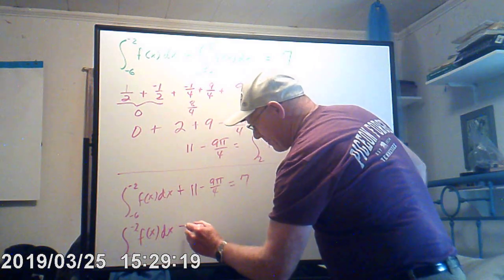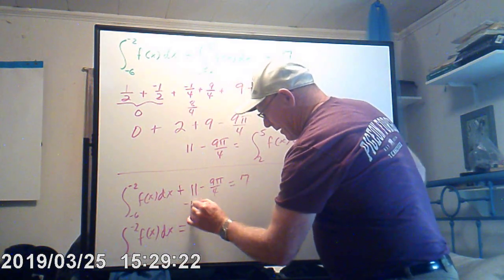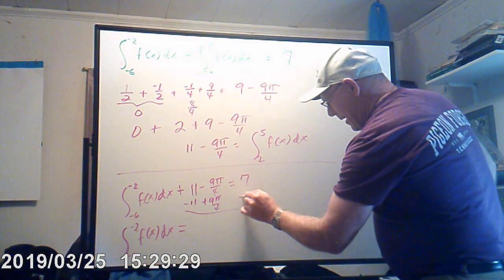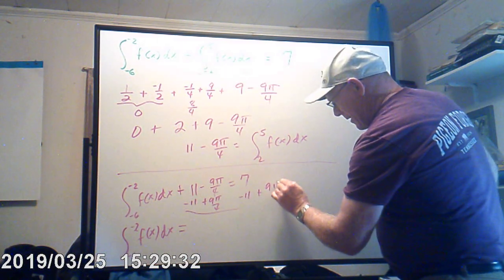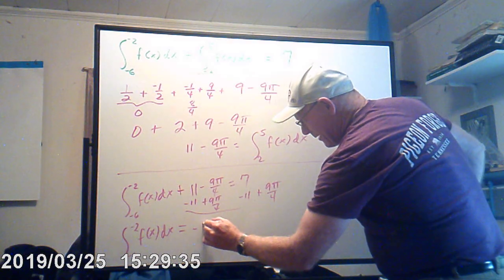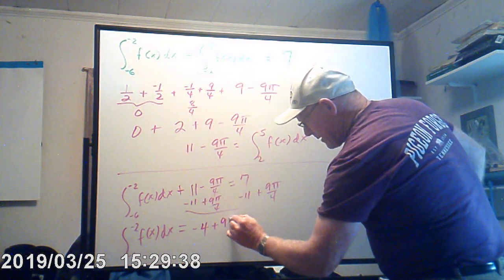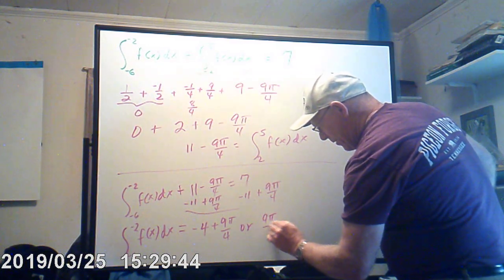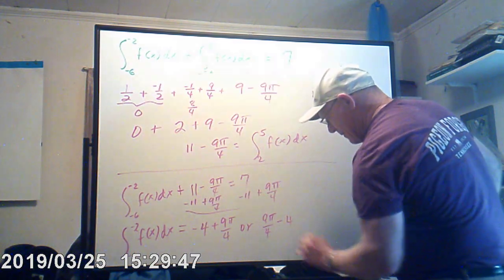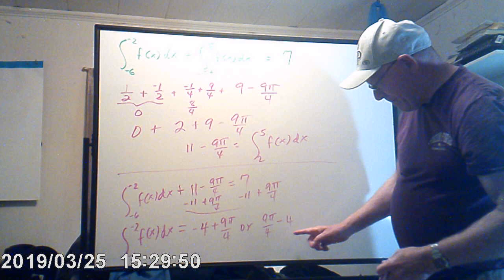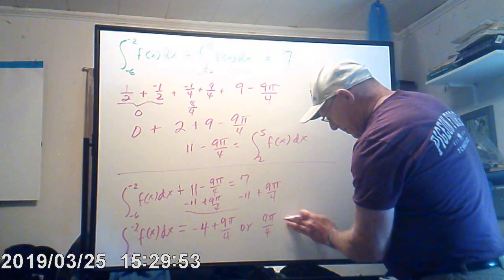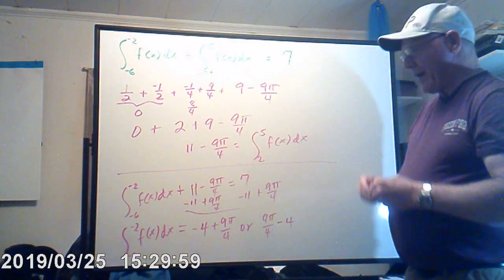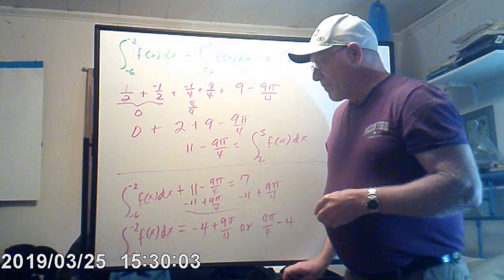Now I'm going to subtract this off right here. I'm going to add this to both sides. That's equal to minus 11 plus 9 pi over 4. Now that's equal to -4 plus 9 pi over 4, or we can just say 9 pi over 4 minus 4. Every which way you want to write that. The negative is here, so minus 4. Like that. I can leave it there. Once you get it, you got it. Okay, that's it. A little bit of work here.